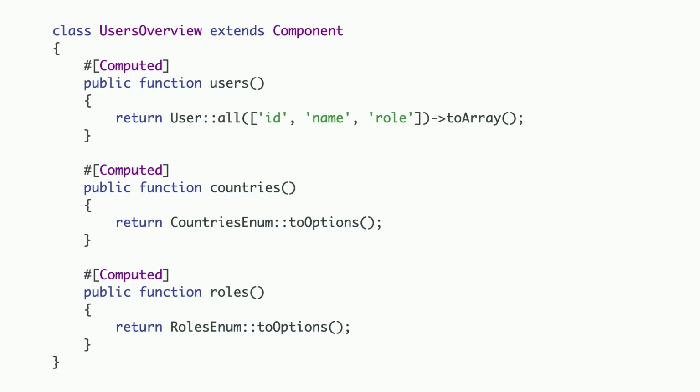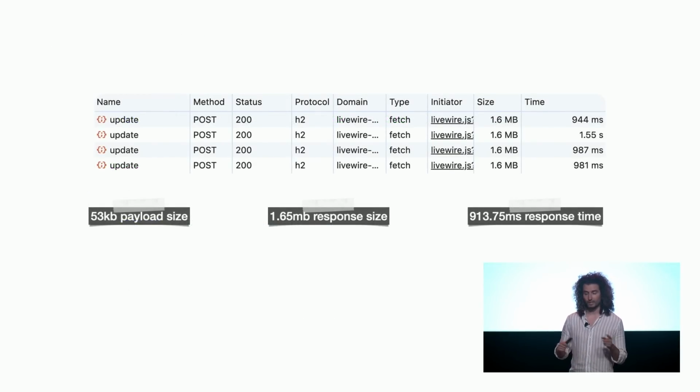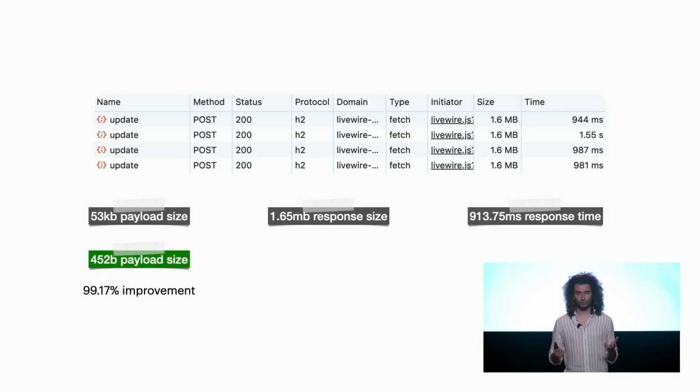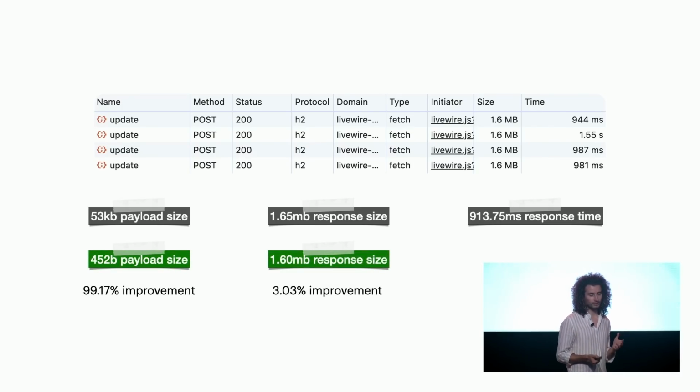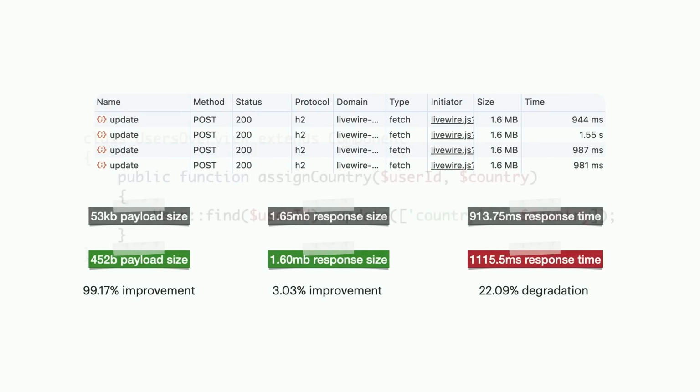Again, it could be an API call, it could be an Eloquent call, and Livewire will treat these as sort of an in-memory cache. If we would call users 10 times within a single request, the query will only be performed once. And when we then look back at the numbers, we can see that we improved the payload quite significantly, with 99%. The response size has decreased a little bit as well, and we got an improvement of about 3%, but the response time has gone a little bit up. So let's see how we can fix this.